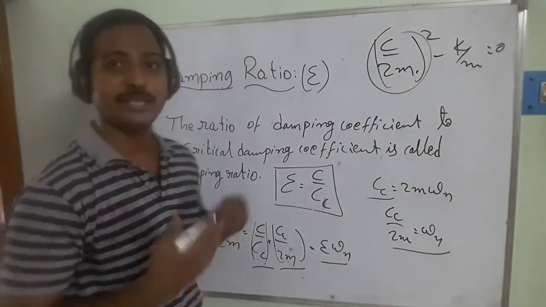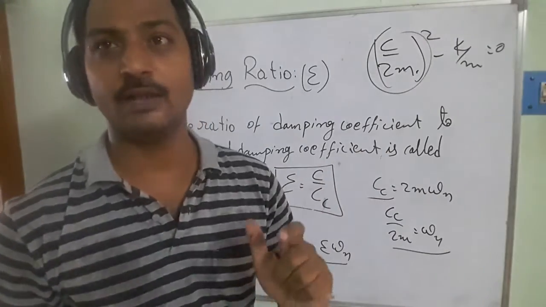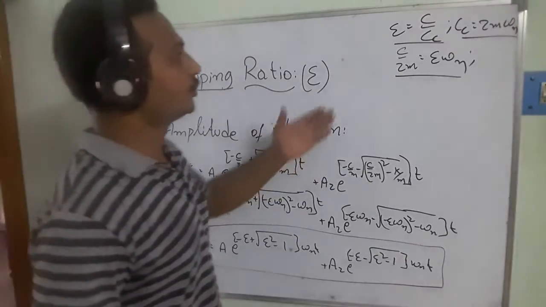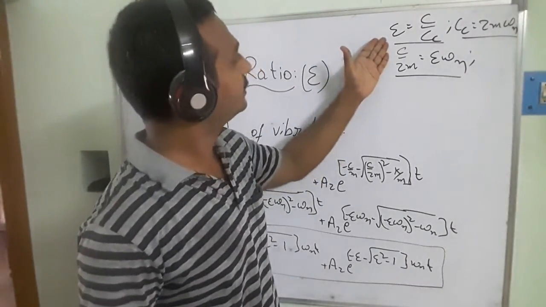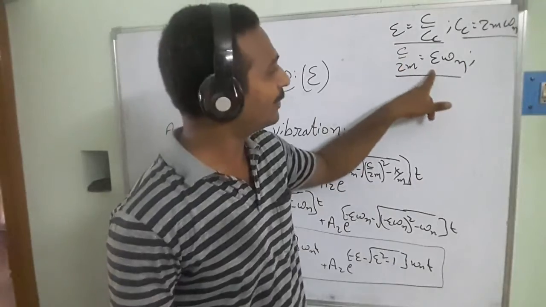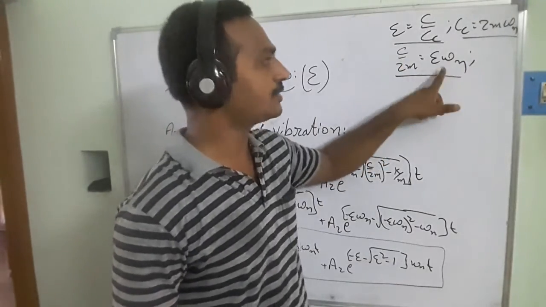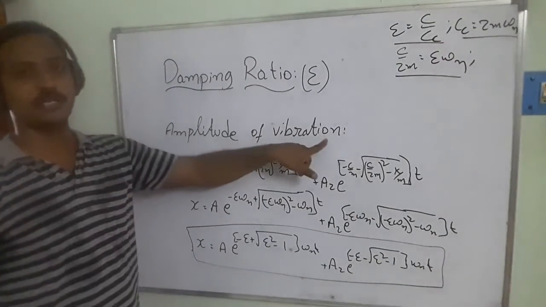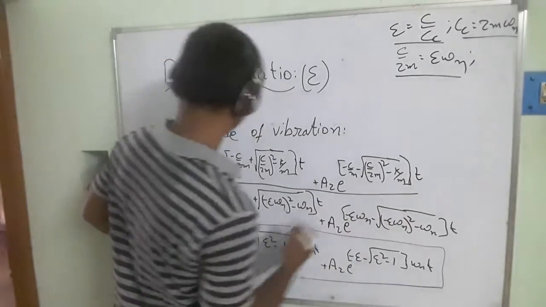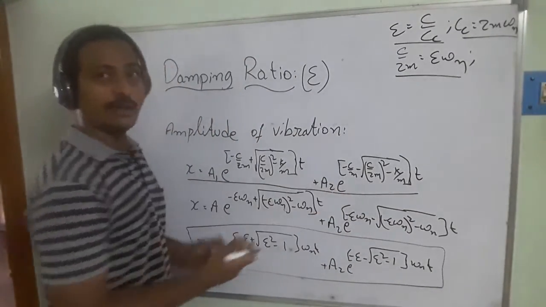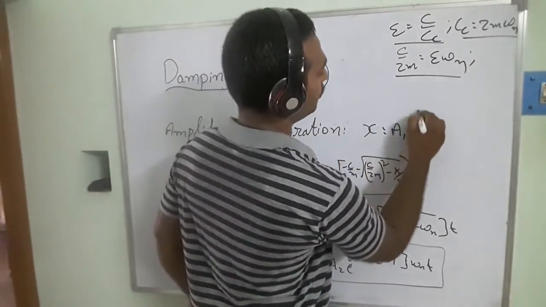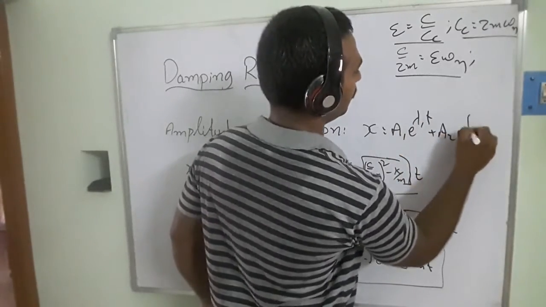Finally, I substitute this in the amplitude equation, the x value. We have derived the damping ratio, the critical damping coefficient, and c by 2m, the radical parameter, which we converted into epsilon into omega n. I substitute these values in the amplitude of the vibration, that is, the motion of the vibration. We have seen this equation: x is equal to a1 e to the power of lambda 1 t plus a2 e to the power of lambda 2 t, where a1 and a2 are the two amplitudes.